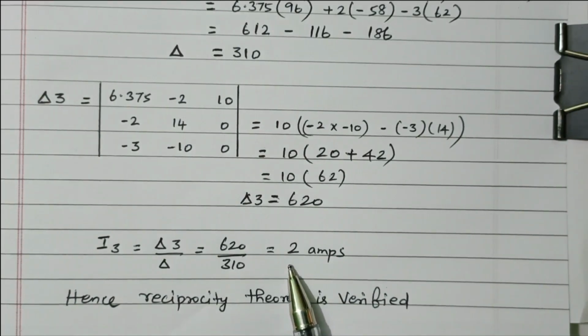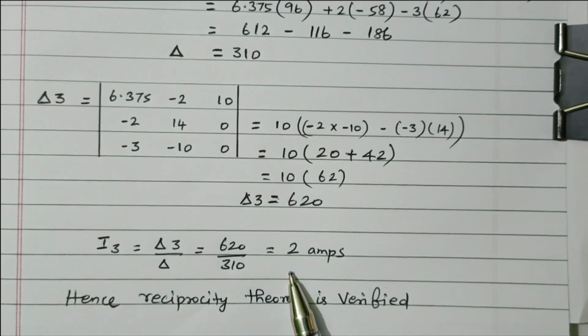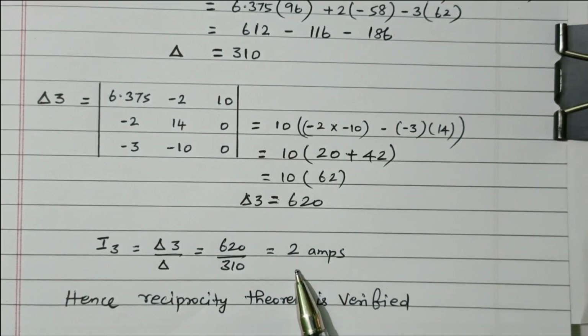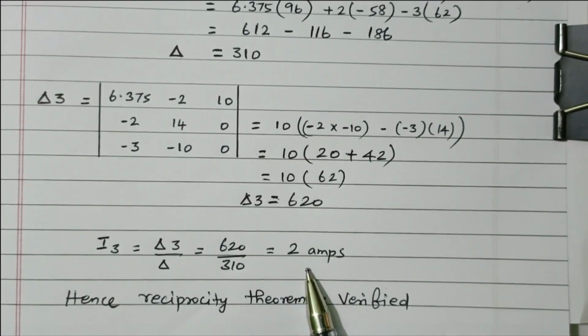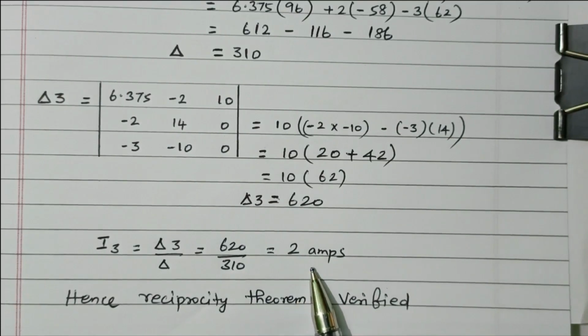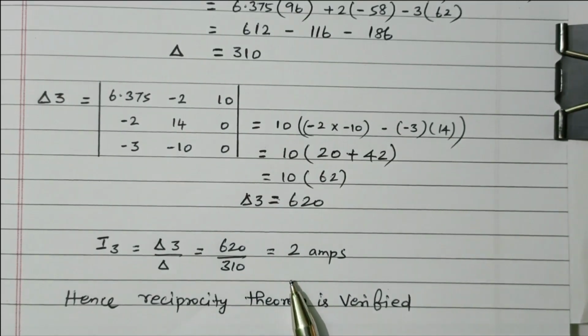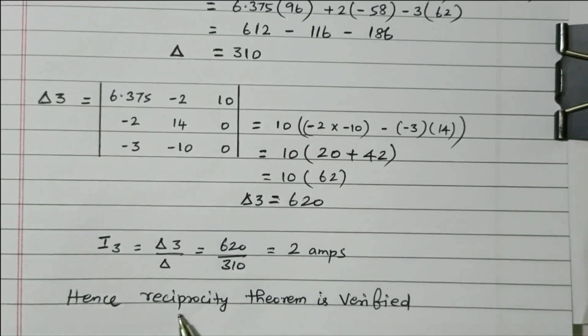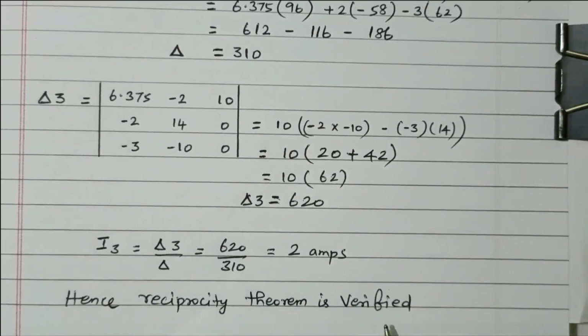When the voltage source is transferred from the first loop to the third loop, the current in the third loop, that is I3, is 2 ampere. So we calculated the I3 value and we verified the reciprocity theorem. In both the cases we got the same value. While transferring the voltage source, the current reflected in the third branch is 2 ampere. So hence the reciprocity theorem is verified.